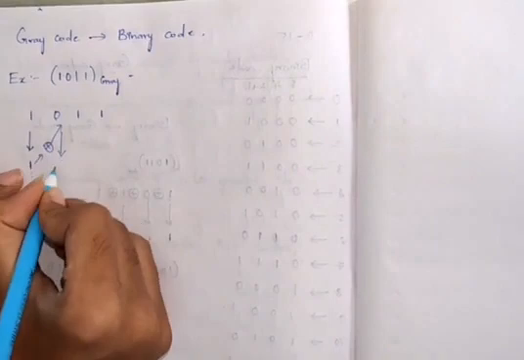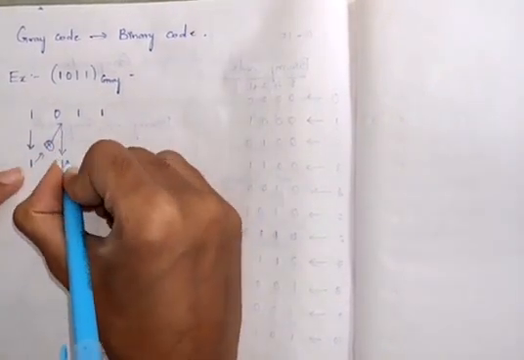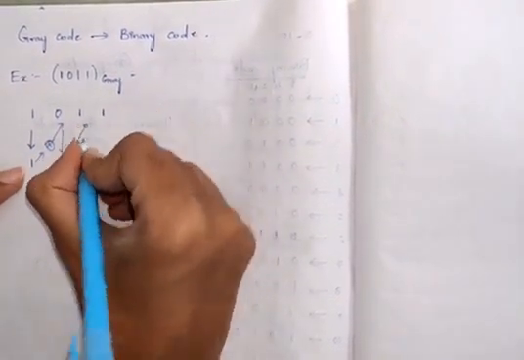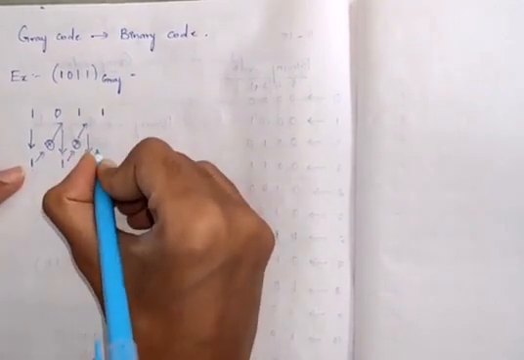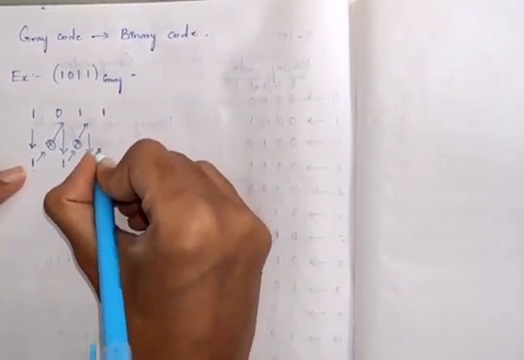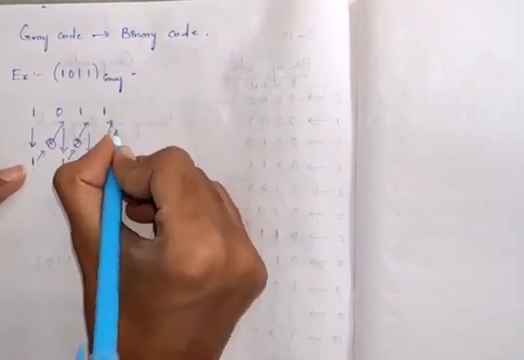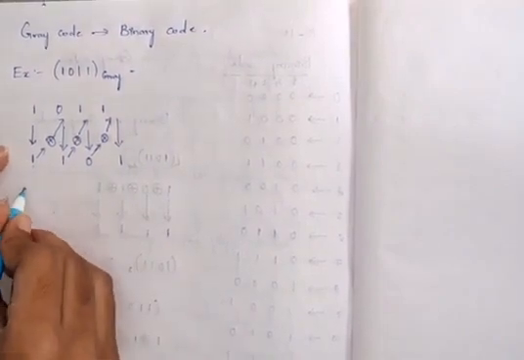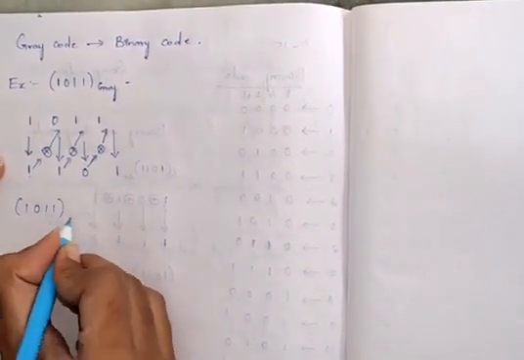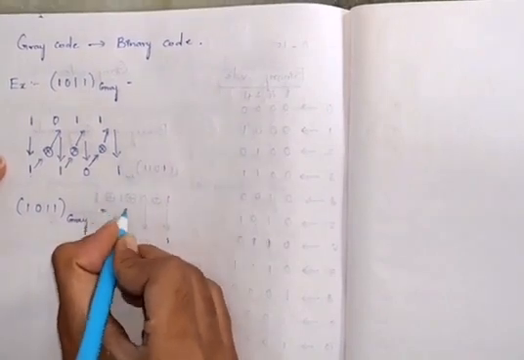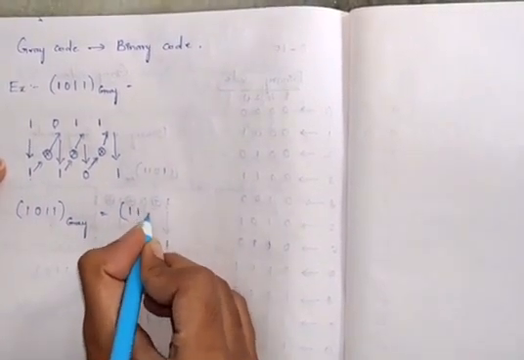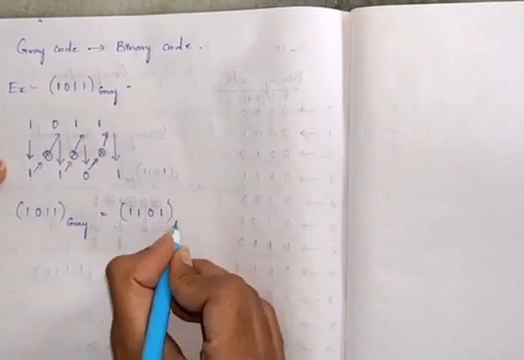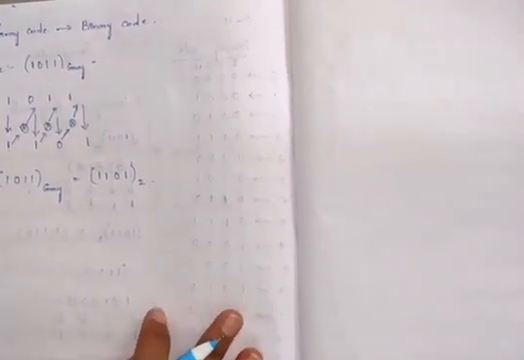So here we get 1 XOR 0, 1. Next 1 XOR 1, 0. Next 0 XOR 1, 1. So 1011 in gray code is represented as 1101 in binary.